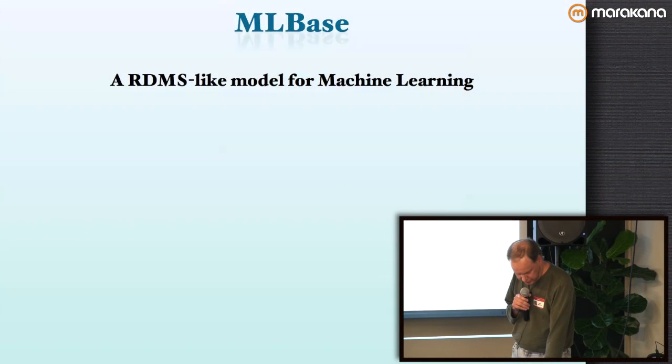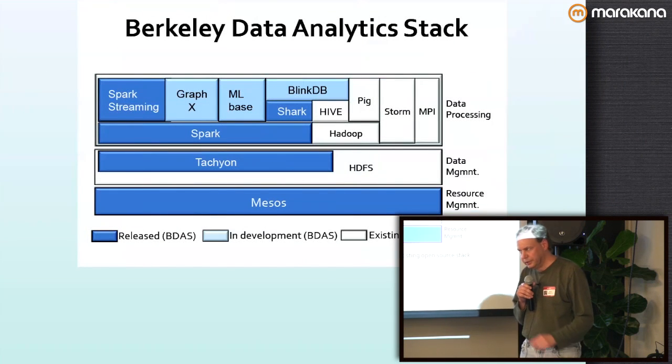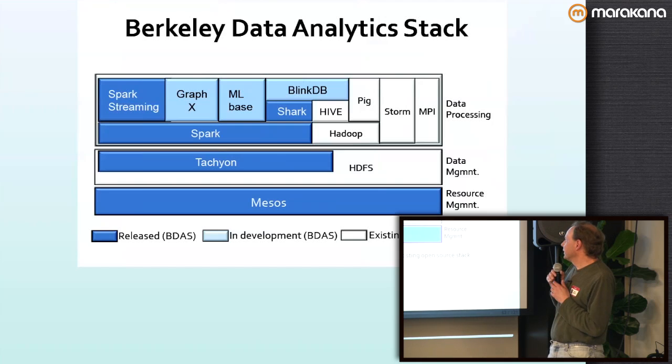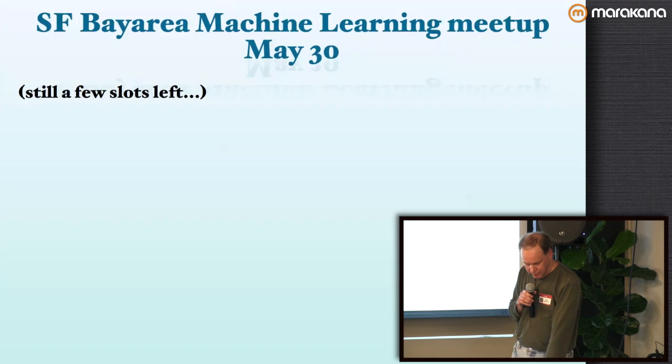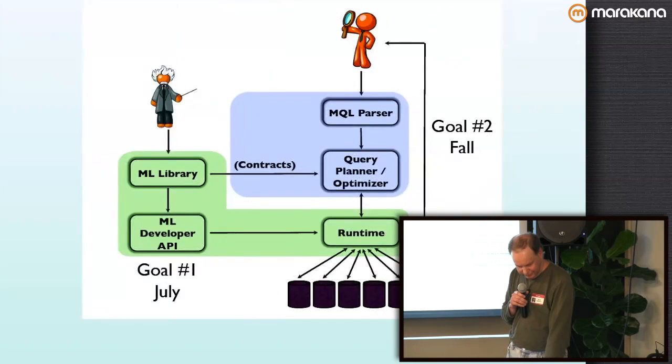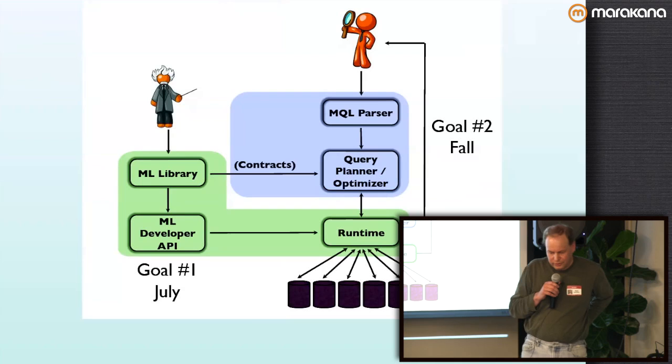Okay, so let's move on to the next piece, and this is MLBase. Again, we're back to another piece that's built on top of Spark. The San Francisco Bay Area Machine Learning Meetup is a week from tonight, and that's where they'll be presenting on MLBase for the first time. And where is it? Yelp, I think. Yeah. I checked a couple of hours ago, and there are still a few slots available.